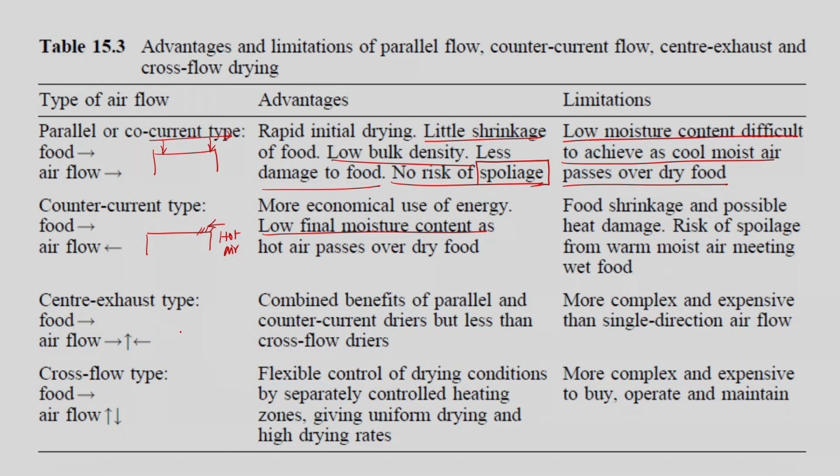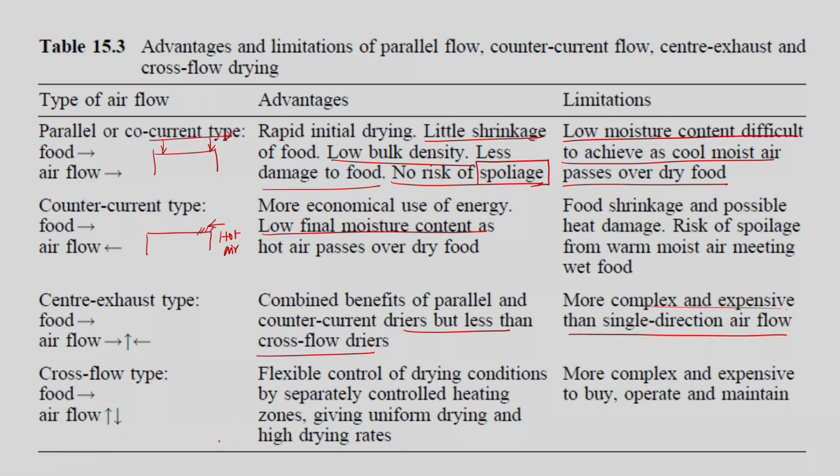And center exhaust type is nothing but the exhaust air being recirculated back to the dryer. So it has the combined benefits of parallel as well as counter current dryers, but less than the cross flow dryers, because one section will be in co-current flow and the other in counter current flow. Here it is more complex and expensive than the single direction air flow.